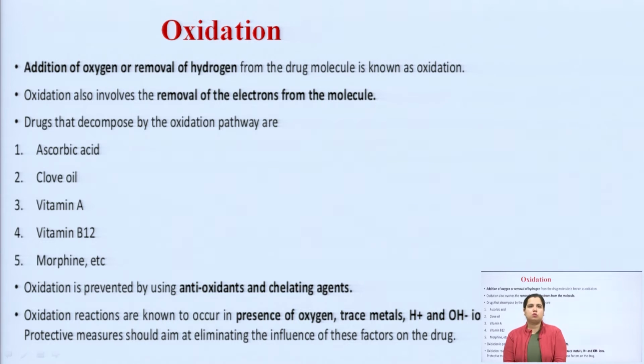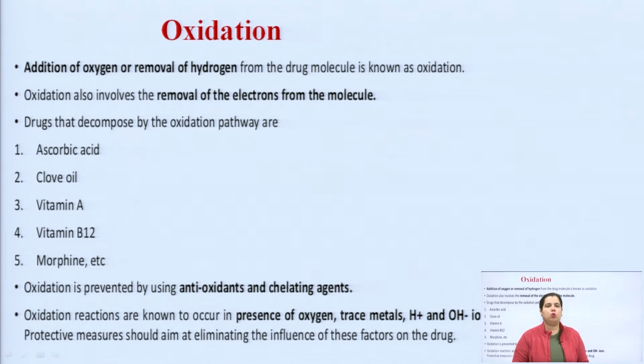Oxidation is prevented by using antioxidants or chelating agents. We generally add chelating agents and antioxidants to the preparation to avoid these types of reactions. Antioxidants either get oxidized themselves or prevent the overall oxidation environment.